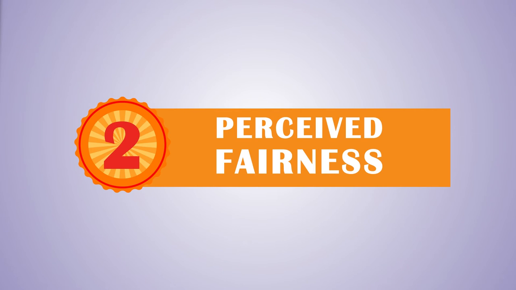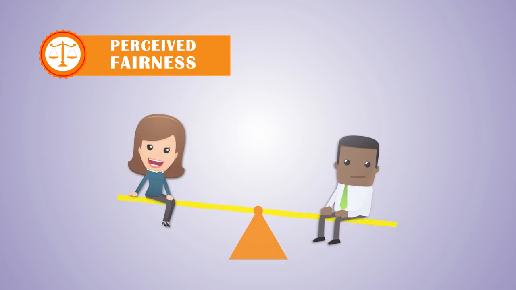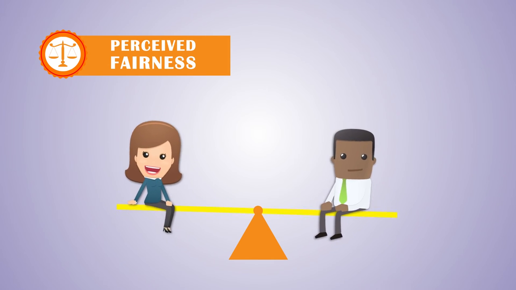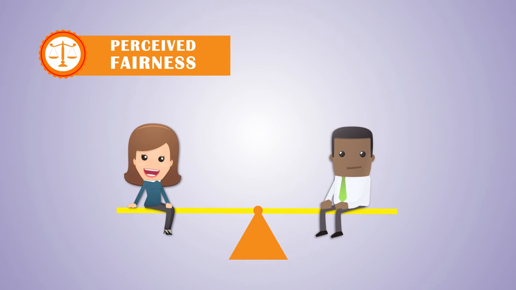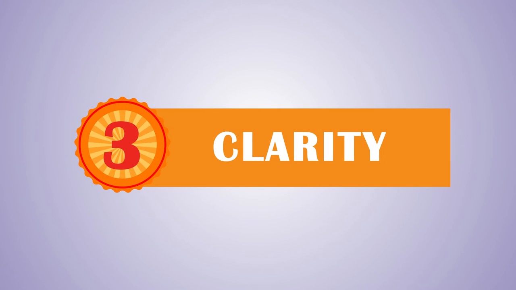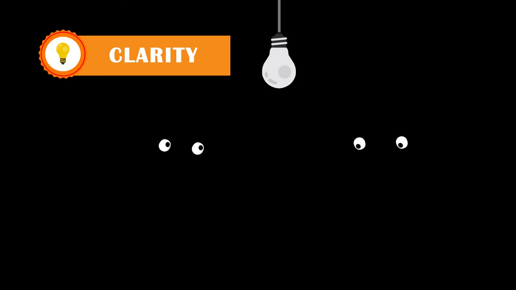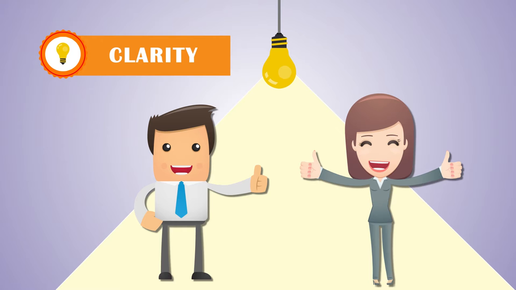Enabler 2, perceived fairness. Perceived fairness creates a foundation of trust and faith that the organization will treat you fairly for a job well done. Enabler 3, clarity. Clarity means you have a clear understanding of the trust's objectives. You know exactly what is expected of you, and there won't be any surprises.